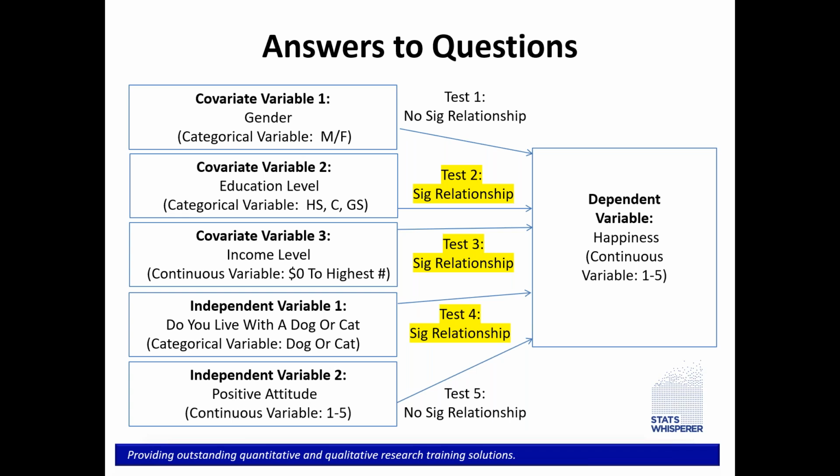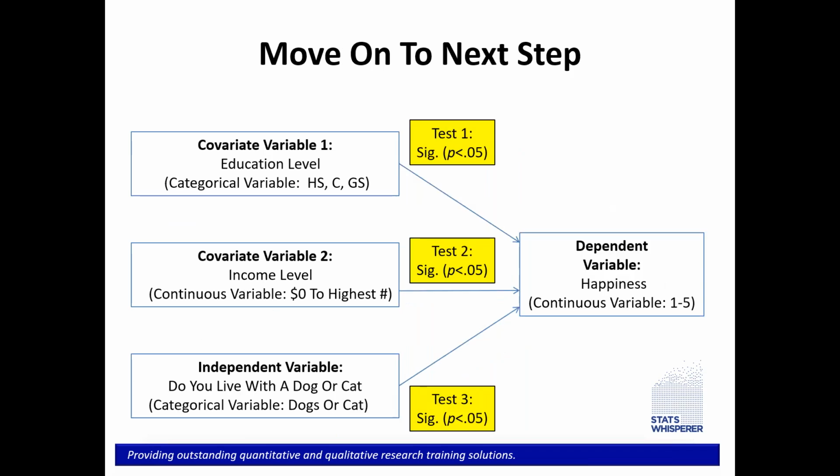And how do we know if it's significant? When we did the bivariate test, the probability was 0.05 or below. So when we did the test, we say, okay, the probability is 0.05 or below, so that's a significant relationship. They move on, the others are eliminated.